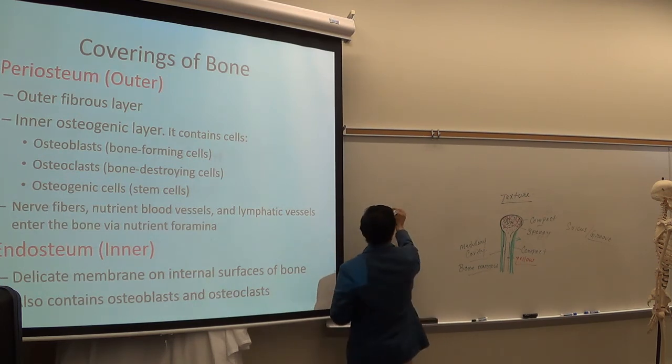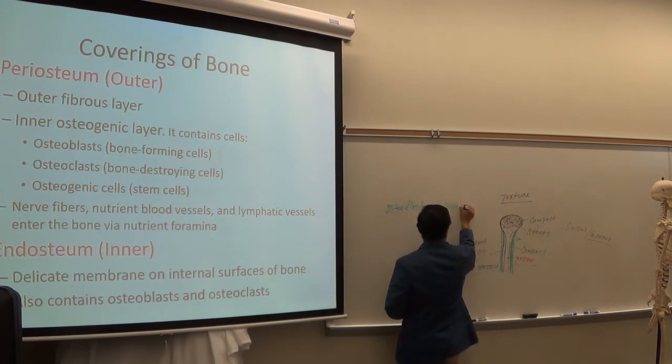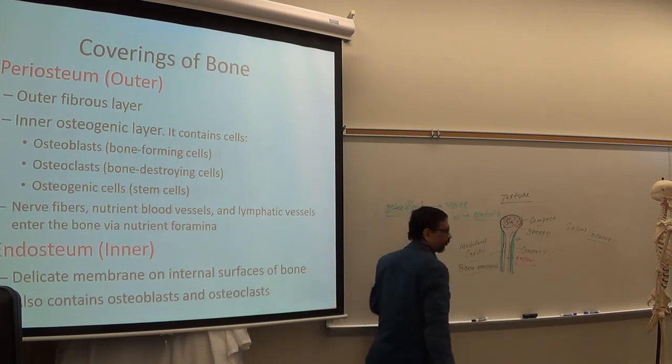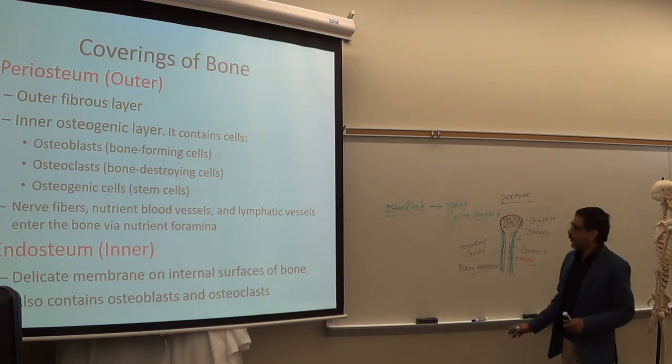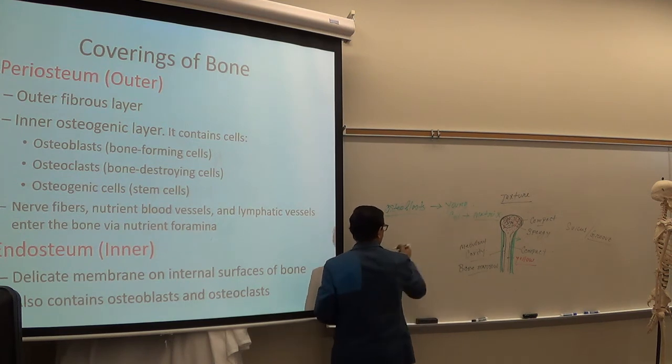So osteoblasts are young bone cells. Young bone cells produce the matrix of the bone. So matrix comes from osteoblasts. Osteoblasts are young cells that produce matrix.